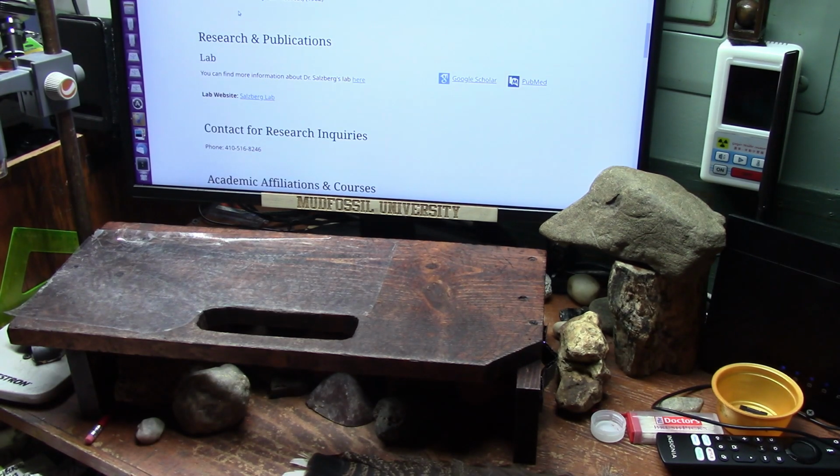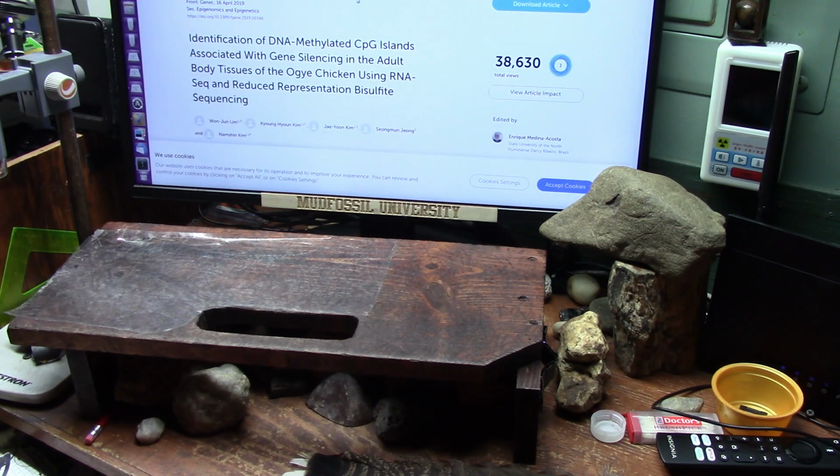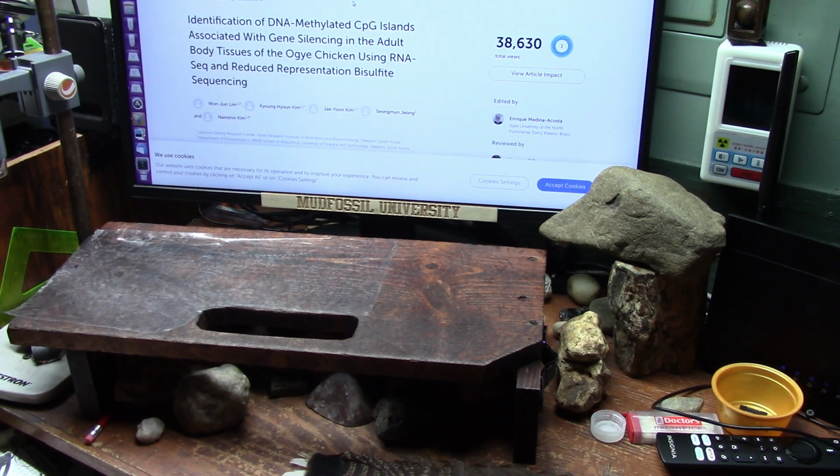We did not hit it off well because I wanted him to look at my stuff in the Mudfossil stuff, and he just really let me have it. I mean, I'm not kidding. Never took a look at anything. Now, this is another one. This is just about DNA and methylated CpG islands. That's just something else we're going to talk about. I thought that was something I could show you about.